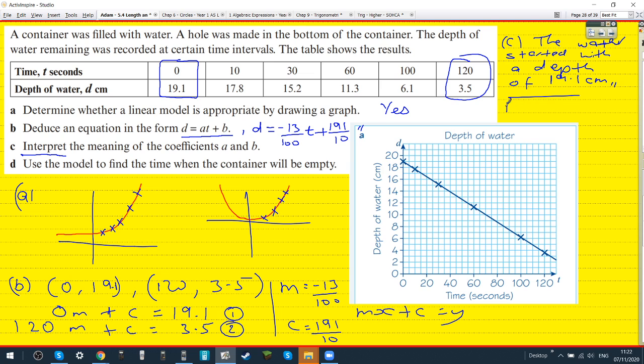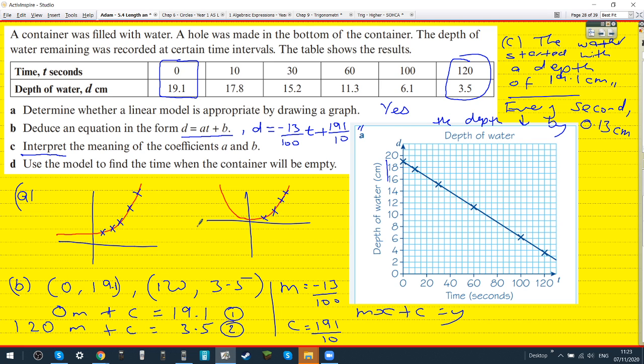The depth of water is decreased by minus 13 over 100. Well done. And it's in seconds. So I'll say every second the depth of water decreases by 0.13 centimeters. Yeah. Well done. So the water starts with a depth of 19.1, and then every second the depth decreases by 0.13 centimeters. Okay, and then part D.